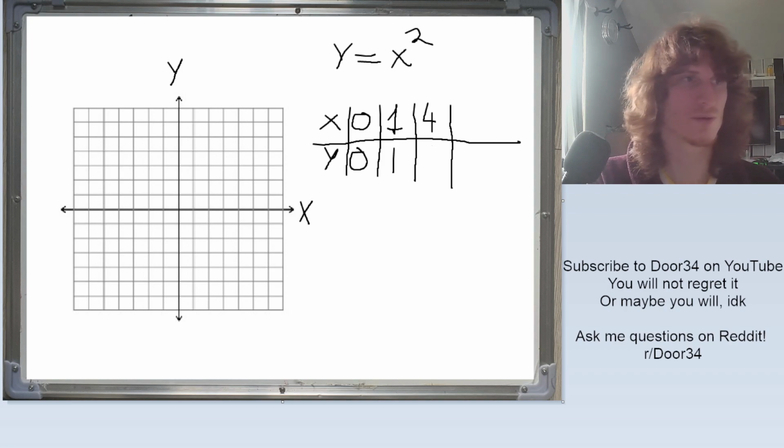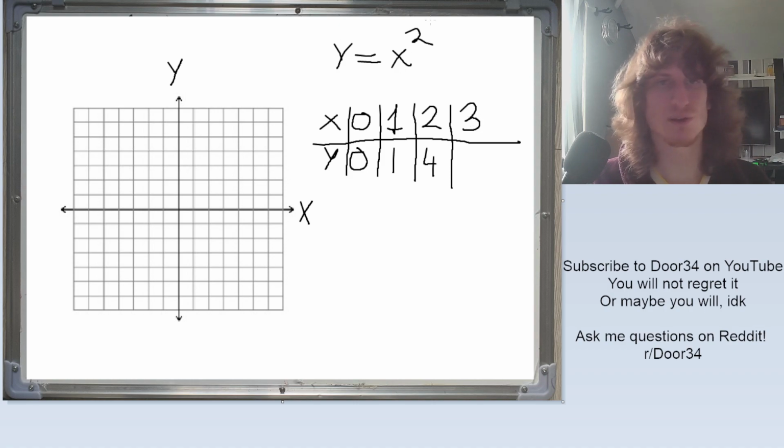Whoop, I've written that in the wrong one. That should be x equals 2, y equals 4. Get rid of that and change that. And I'll do x equals 3. Y is equal to 3 squared. We get that that's 9.